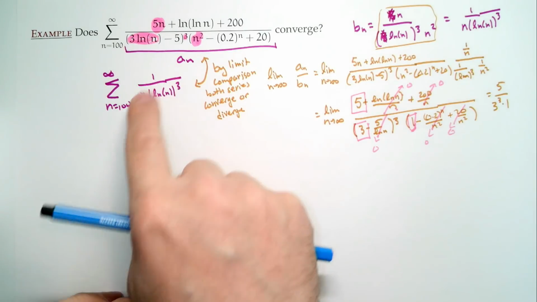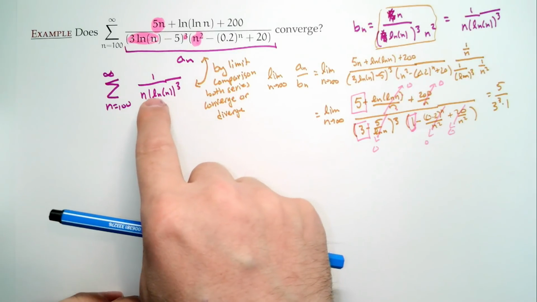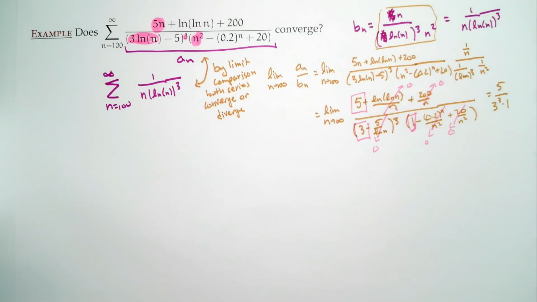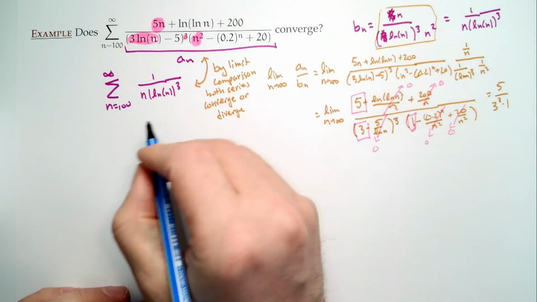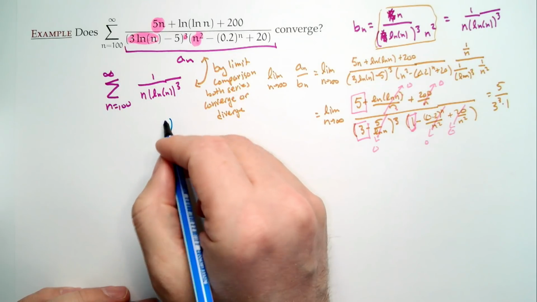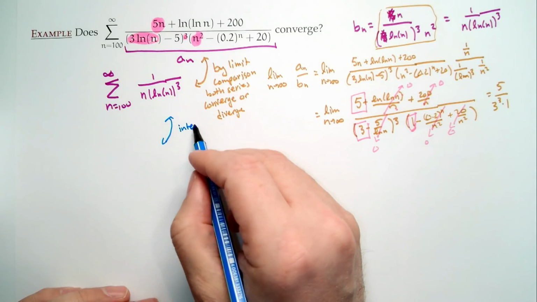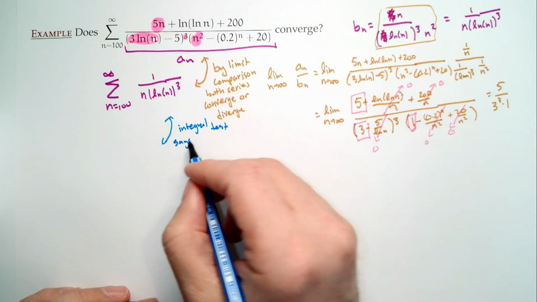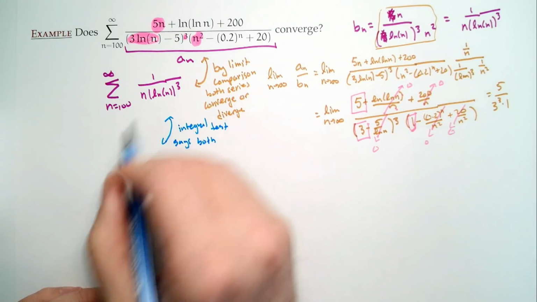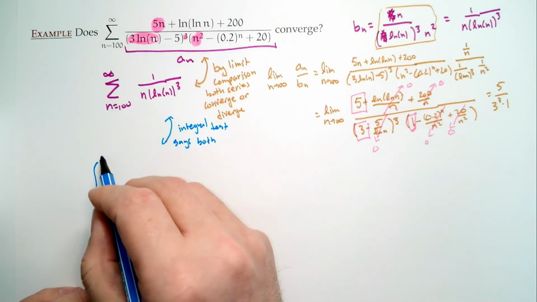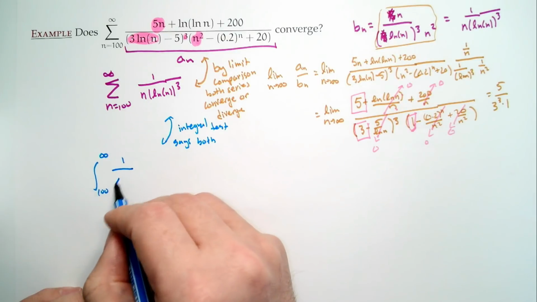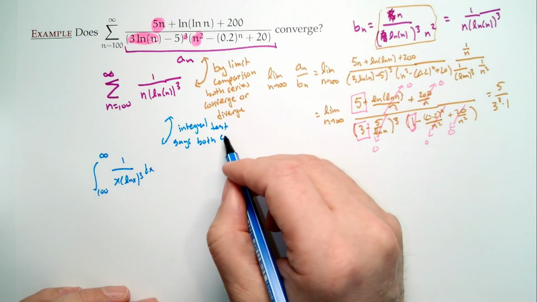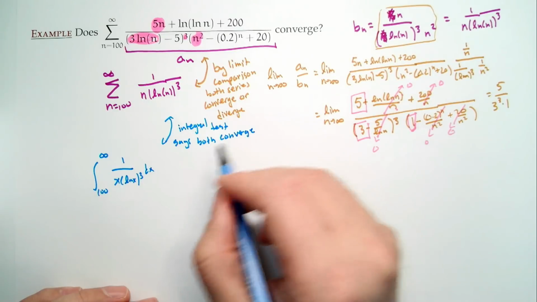So in other words, 1 over n times maybe log n to a power, or 1 over n times log n times log n to a power. That's almost the only time we see integral tests now. So now we're going to apply the integral test. So the integral test says that both this sum and this integral, 100 to infinity of 1 over x log x cubed dx, both will converge or both diverge.